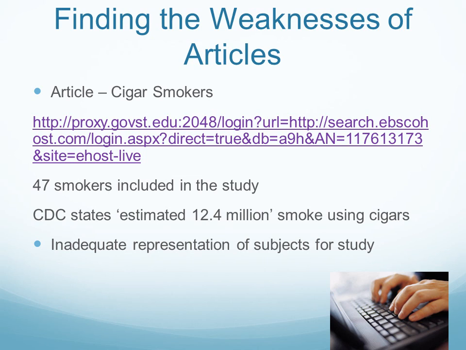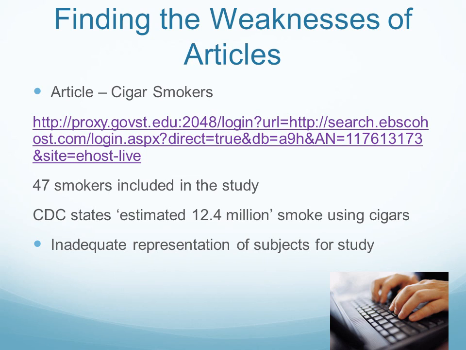They are quoted as saying, "In 2013, an estimated 12.4 million people in the United States aged 12 years or older were current cigar smokers." Now that is from the Centers for Disease Control and Prevention. So if there are 12.4 million people, and that's an estimate, in the US that are current cigar smokers, and this study only studied 47 smokers, that would tell me that this is an extremely inadequate representation of subjects for this study.